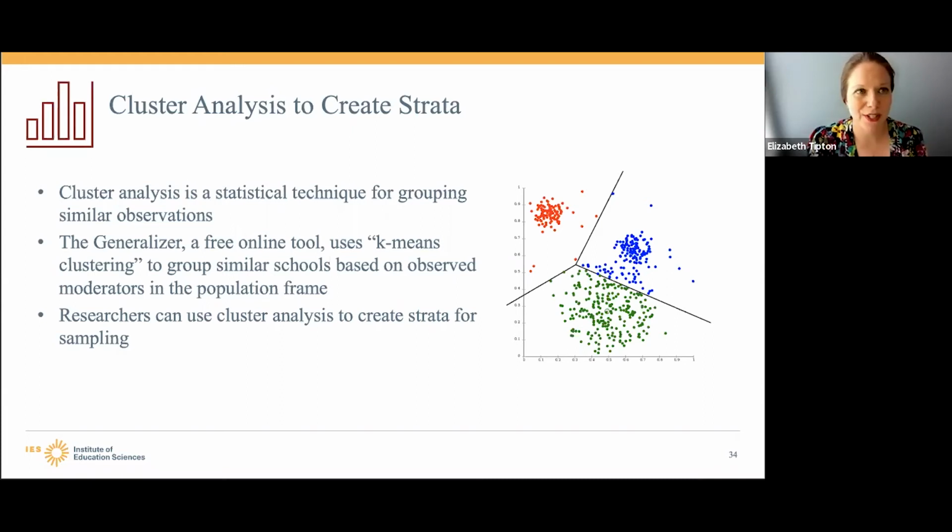Here, what comes out of cluster analysis are typically called clusters, and we're using them to create what we're calling strata. We're being really careful with our language because sometimes in randomized trials we use the word cluster, as in cluster randomized trial, to mean schools or sites. So I just want to highlight that as language to be careful with.